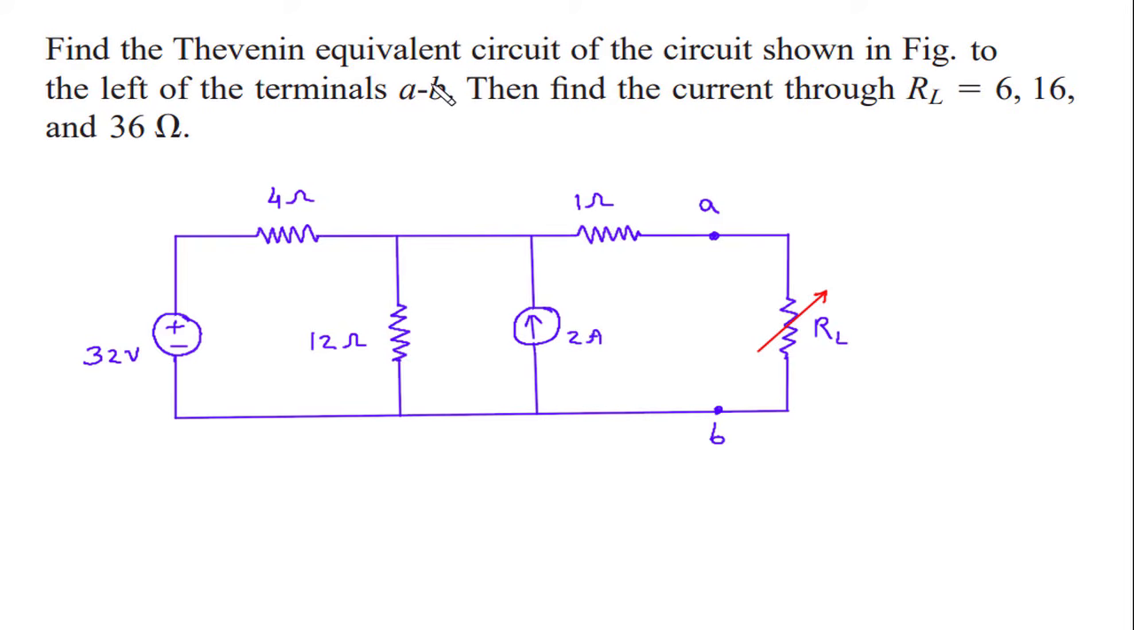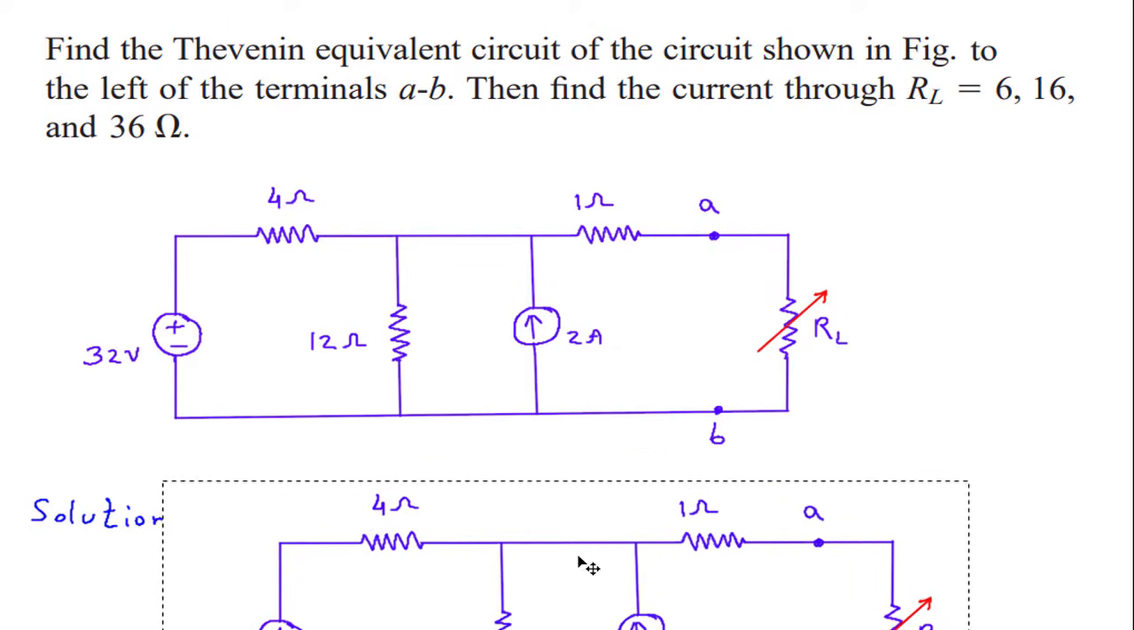Find the Thevenin equivalent circuit of the circuit shown in figure to the left of the terminals AB. Then find the current through RL equal to 6, 16 and 36 ohm. Solution. First of all, we will redraw the circuit.